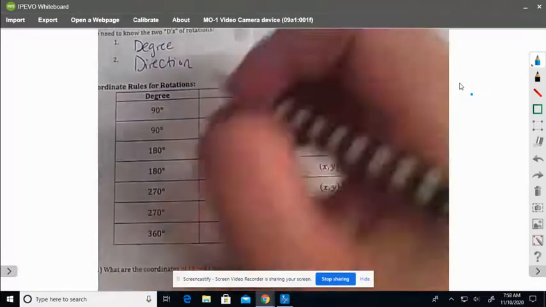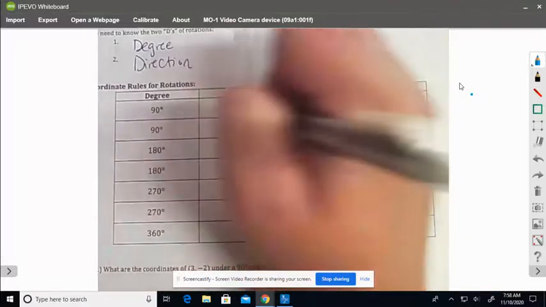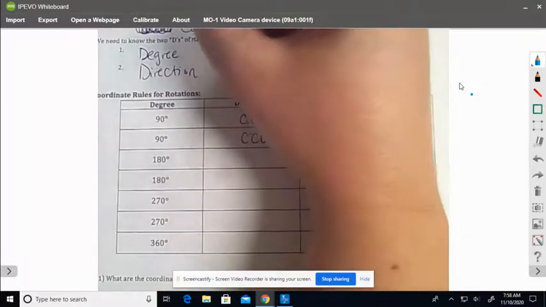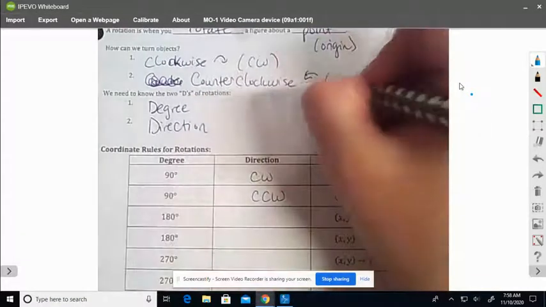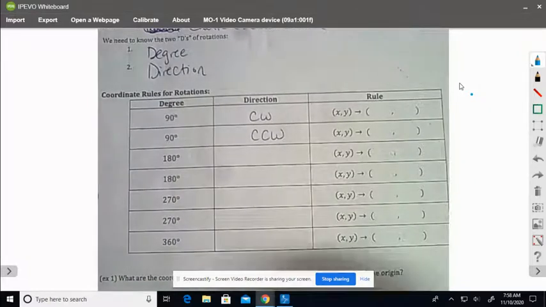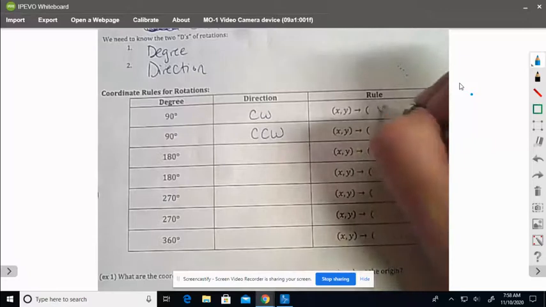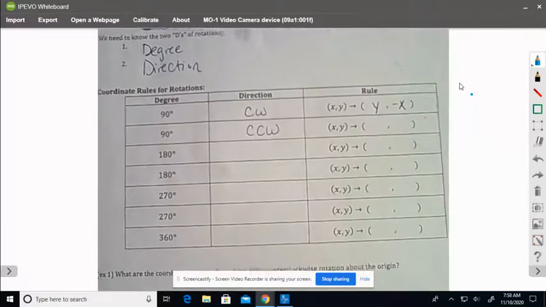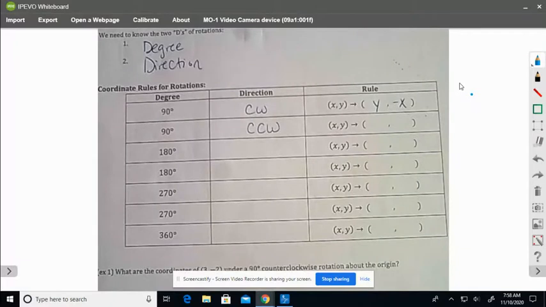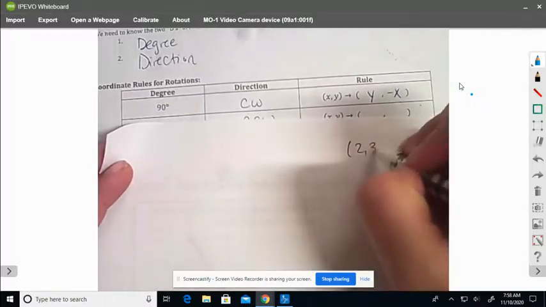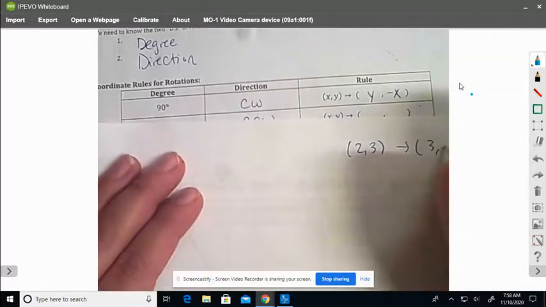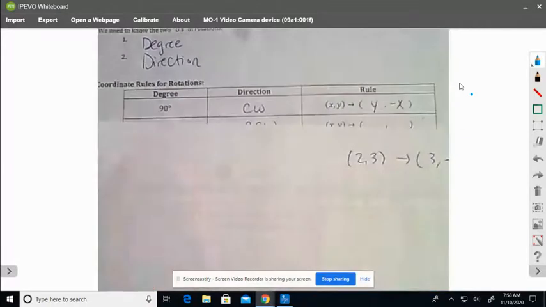For each degree, we can either go clockwise or counterclockwise. I'm going to abbreviate clockwise as CW, counterclockwise as CCW. So if we're going clockwise 90 degrees, our point XY changes to Y, negative X. So like we've talked about previous times, that would mean if I have the point 2, 3, I'm changing it to 3, negative 2. So I change the sign of that X value.